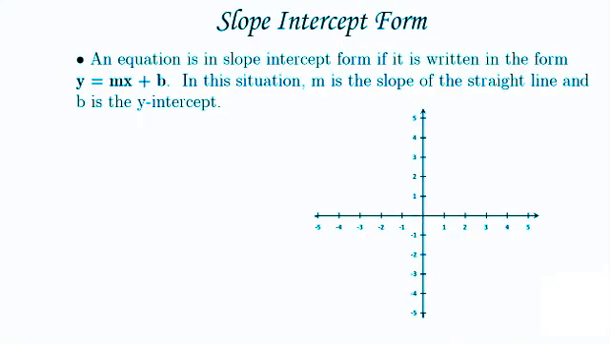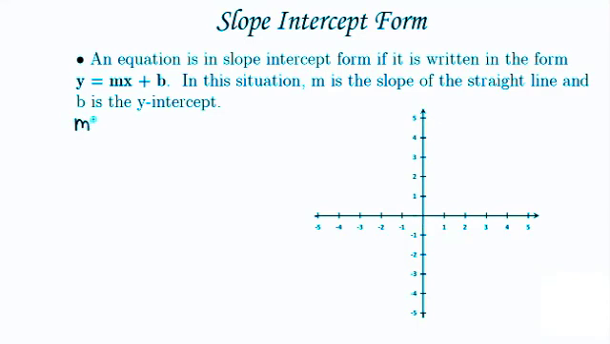There's another very frequently used form of equations called the slope-intercept form. An equation is in this form if it's written in the form y equals mx plus b. In this situation, m is the slope of the straight line and b is the y-intercept.